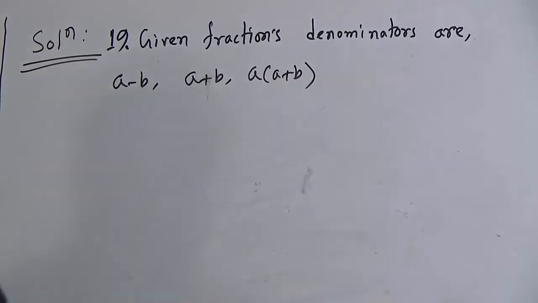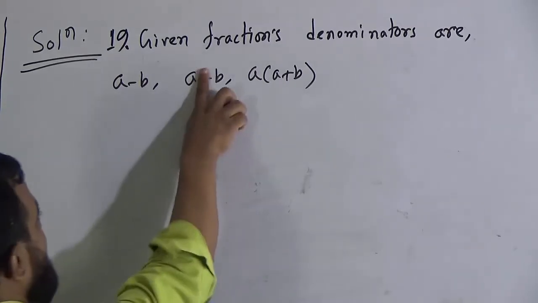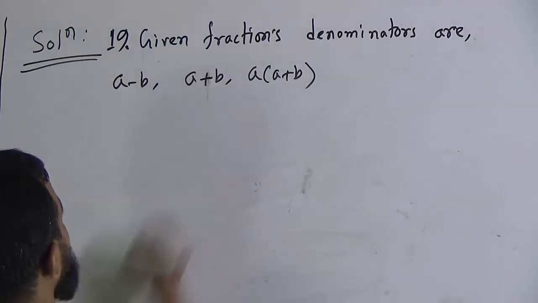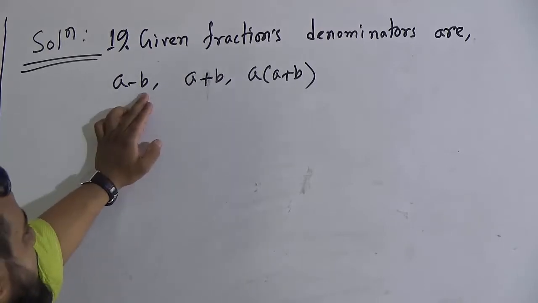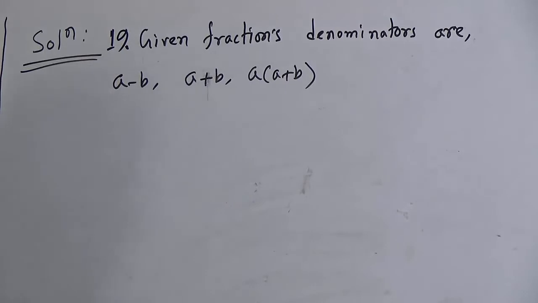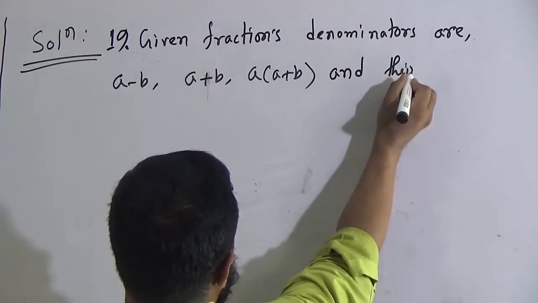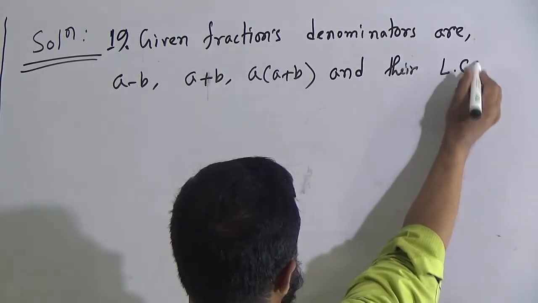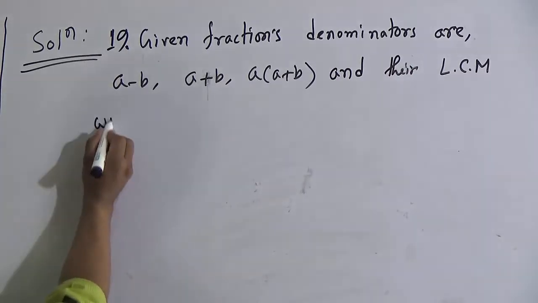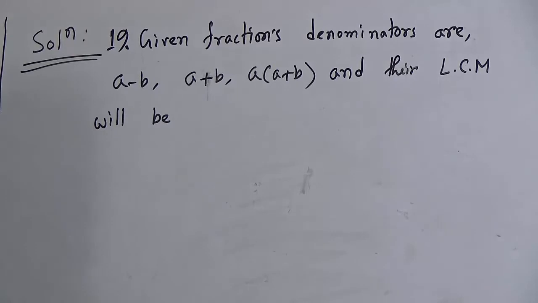Look at the denominators here. All the denominators are already factorized, so no need to factorize them again. a minus b, a plus b, and a into a plus b are the denominators of the given fractions, and the LCM is what? Their LCM will be all the terms multiplication.